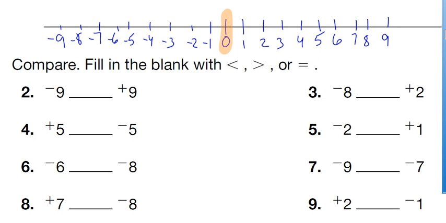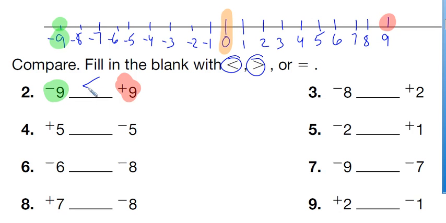Okay? Now, if we look at number 2 here, we're going to compare -9 to +9. And we're going to do that using our alligator symbols. Remember, the alligator always wants to eat the bigger number. So if we place +9 on the number line, it would go right here. If we place -9 on the number line, it would go way over here into the negatives, right here. So to compare those two to see which one is bigger, obviously 9 is bigger.